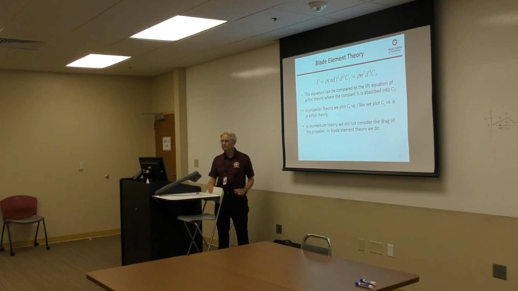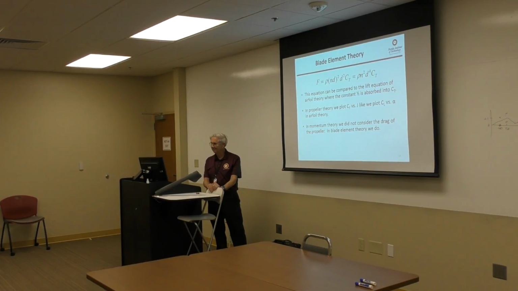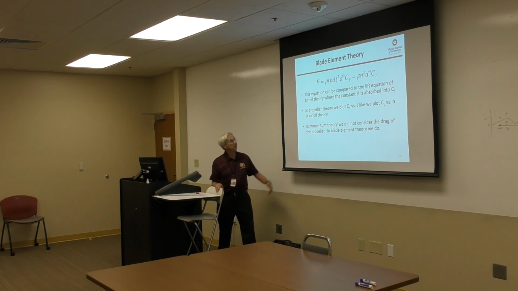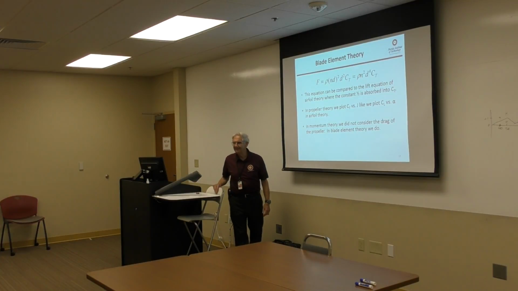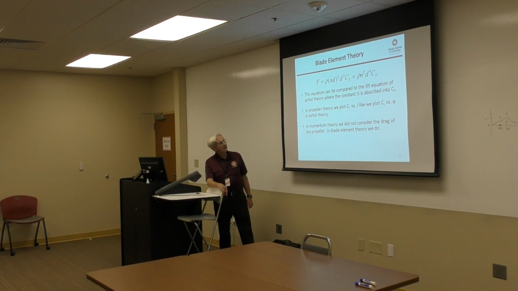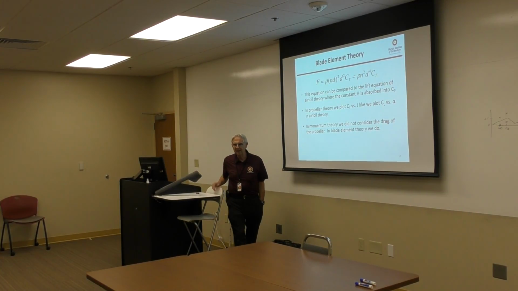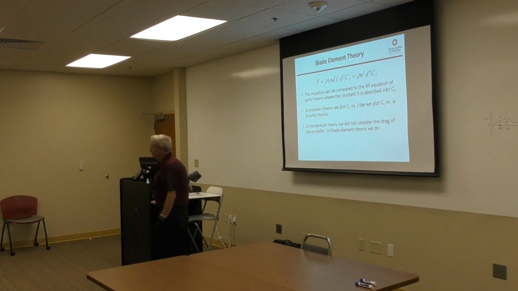Now, compare that to the lift equation. We'll replace thrust by lift from wing theory. And what we have is that essentially C sub T is like C sub L, and the 1/2 rho V squared is absorbed into that whole thing. So in propeller theory, we plot C sub T versus advance ratio, or thrust coefficient versus advance ratio, just like we plot lift coefficient versus angle of attack.